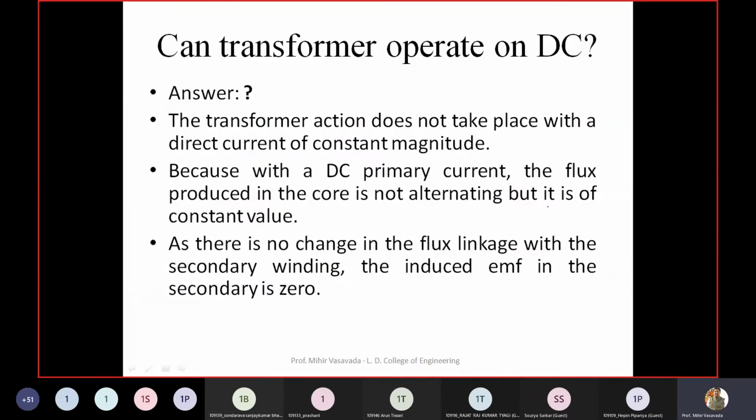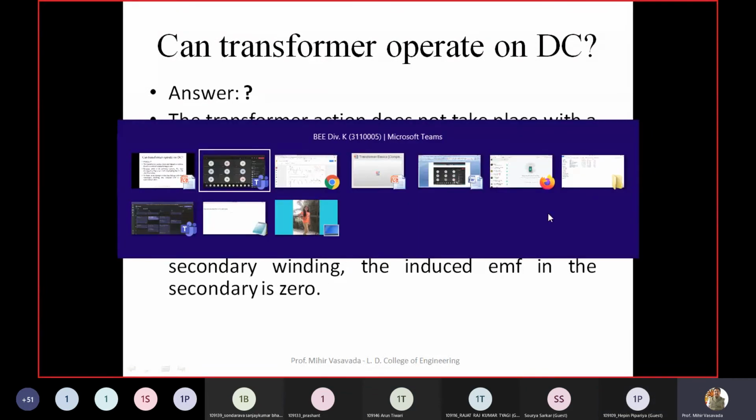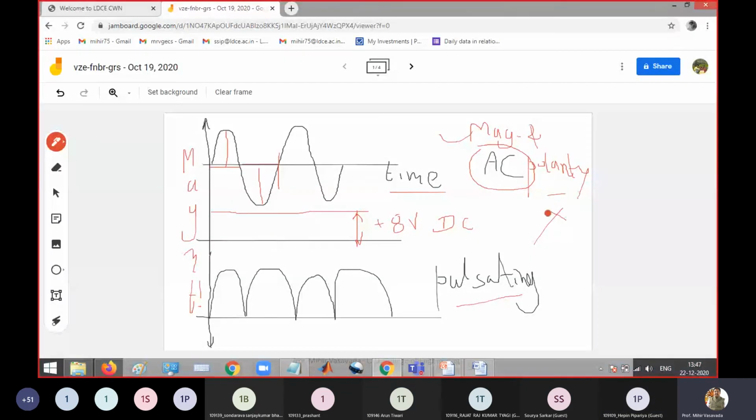Right? Are you getting what I am trying to tell? Yes, sir. Okay. So I'm coming back to the first, the waveforms. This is the waveform of AC in which your magnitude and polarity both change with respect to time continuously.